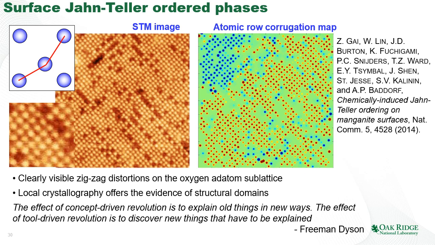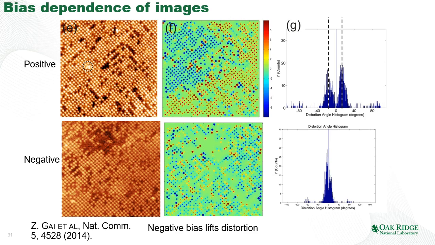I can quote the statement by Freeman Dyson that there are two types of scientific revolutions, the concept-driven and tool-driven. The effect of the concept-driven one is to explain the old things in new ways, but the effect of the tool-driven one is to discover new things that have to be explained. So what we've done here is we developed a mathematical tool that allows us to process the data and find some new phenomena, in this case, formation of the structural domains. So it's great. What else can we learn about these domains?